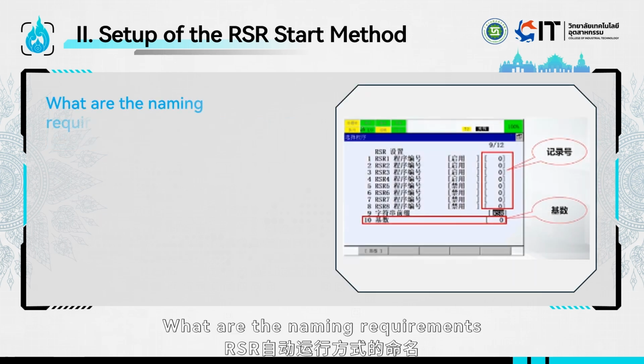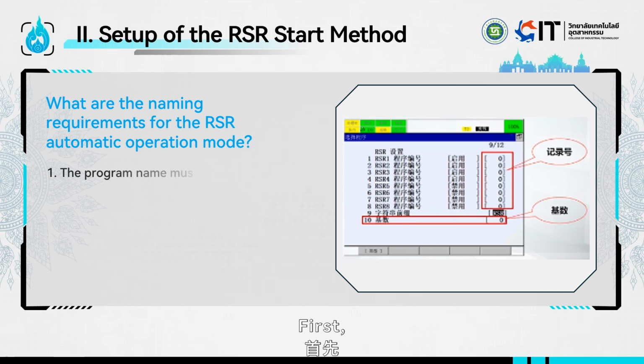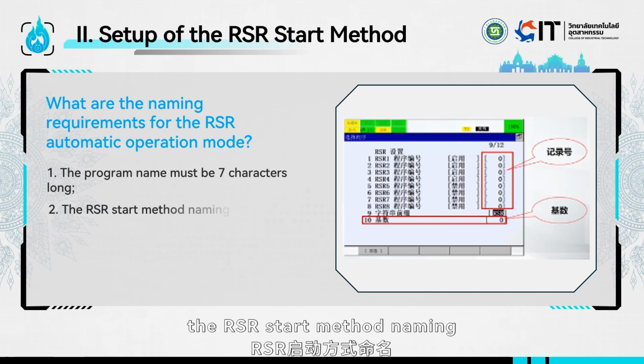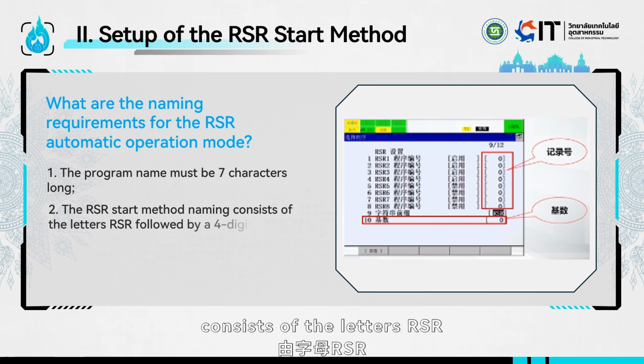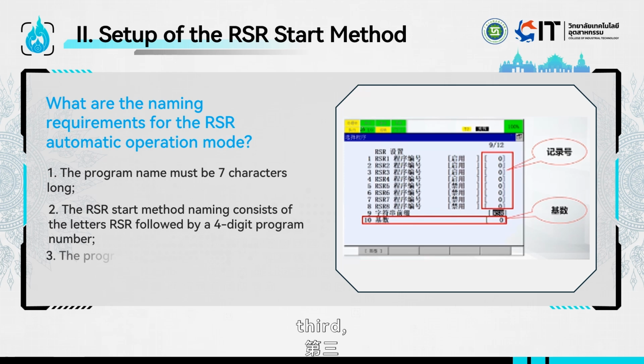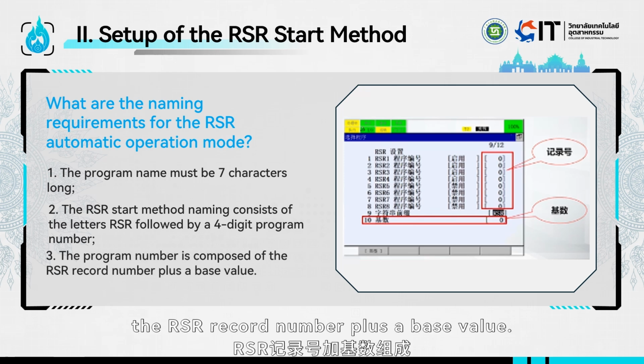What are the naming requirements for the RSR automatic operation mode? First, the program name must be 7 characters long. Second, the RSR start method naming consists of the letters RSR followed by a 4-digit program number. Third, the program number is composed of the RSR record number plus a base value.